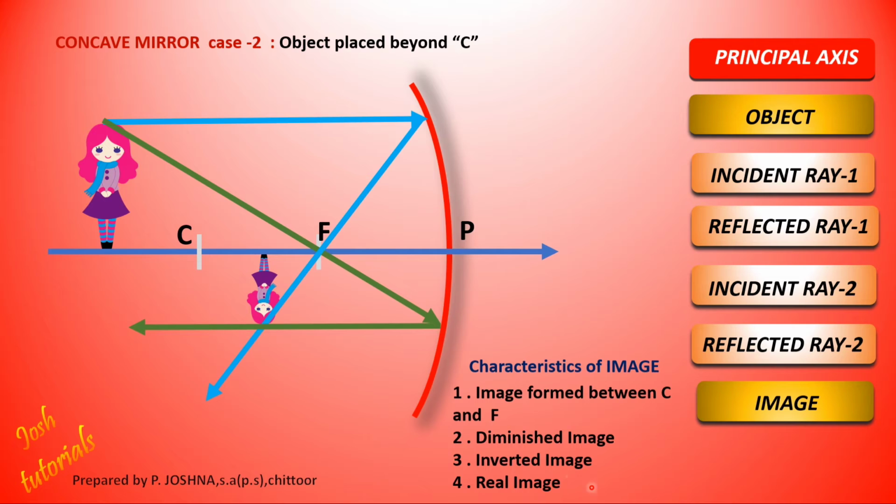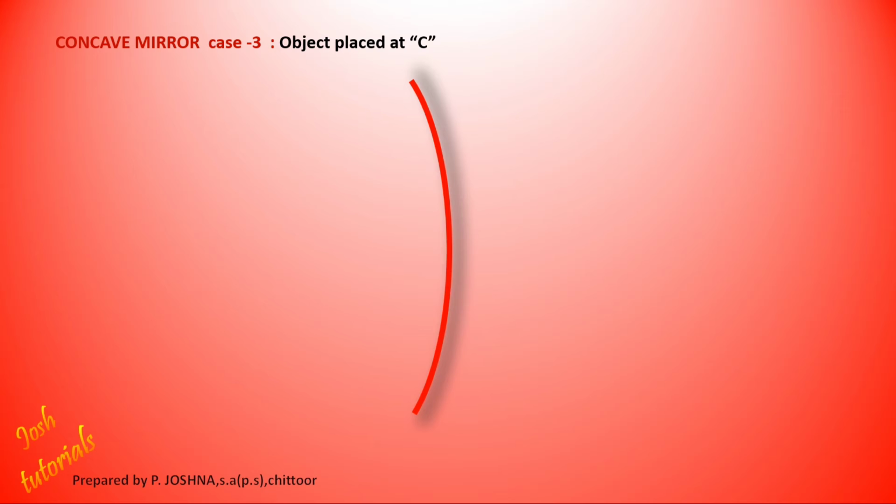We can see this image on a screen, so it is a real image. Now we move on to the third case, that is, the object is placed at the center of curvature. Now our object is at the center of curvature.